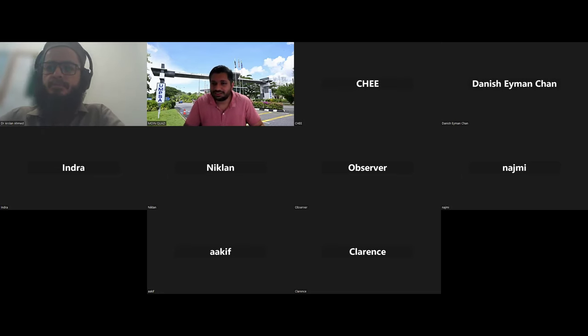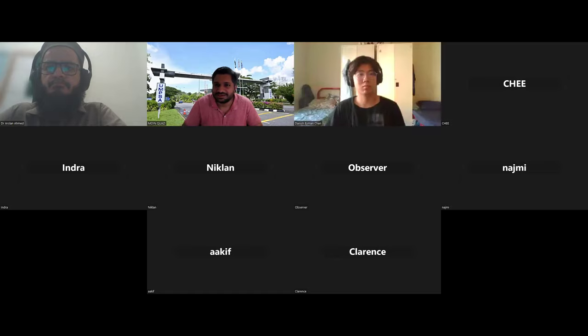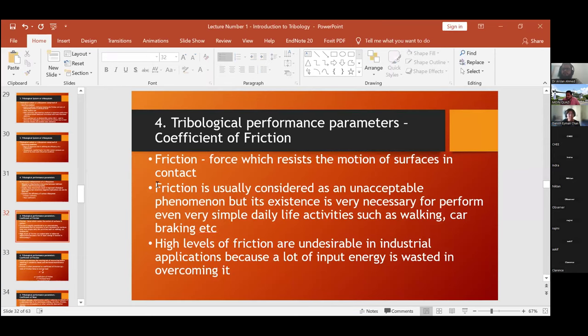Before we proceed, I want to take a picture session also. So I request everybody to open their cameras, freestyle, nothing formal or anything. Whoever can, please open your cameras. I want to take a picture of you guys together with our instructor, Dr. Arslan. Okay, very good, Danish. Indra or Clarence is here with us. Okay, good. Clarence is here with us, so that we have an attendance confirmation as well for this global classroom.